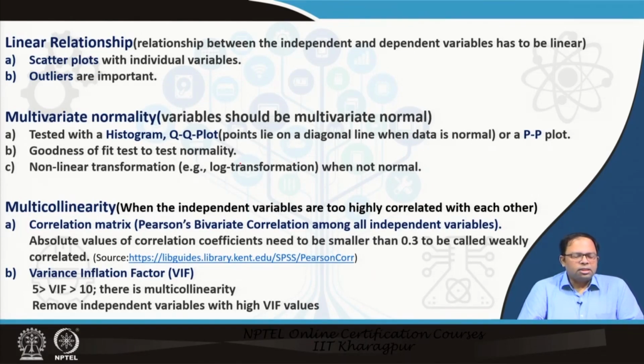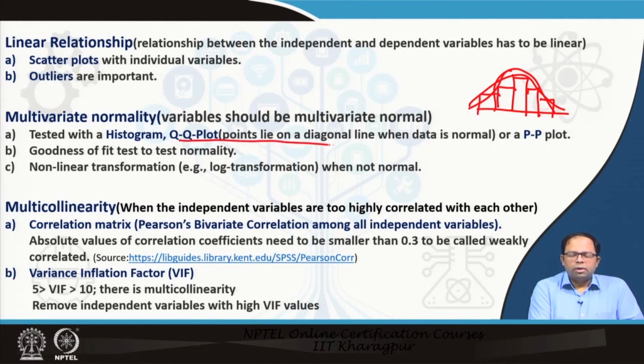Another assumption to test is multivariate normality, which basically means variables should be multivariate normal. That means it should follow normal distribution, and this could be easily tested by drawing a histogram of the data set. The histogram should look like a normal distribution. As we know, this is normal distribution, and when we do the histogram, it should look like that. Or we can do a QQ plot, and in that QQ plot, if the points lie on a diagonal line, then the data is normal.